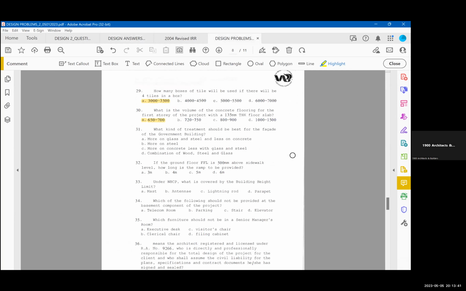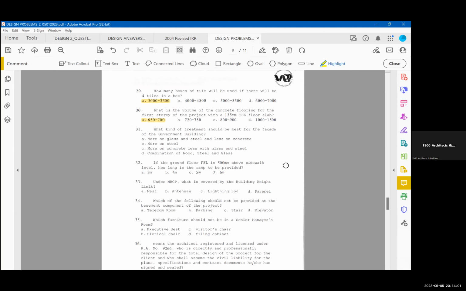What kind of treatment should be best for the facade of the government building? A. More on glass and steel and less on concrete. B. More on steel. C. More on concrete, less with glass and steel. D. Combination of wood, steel, and glass.